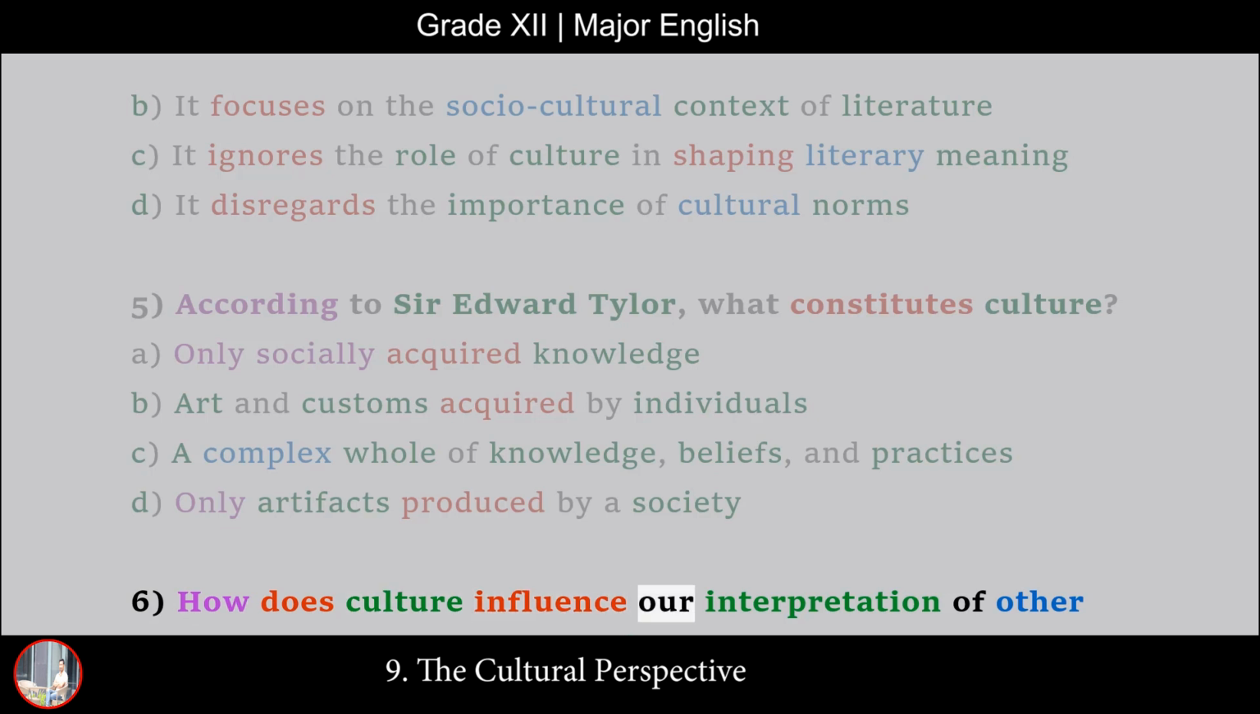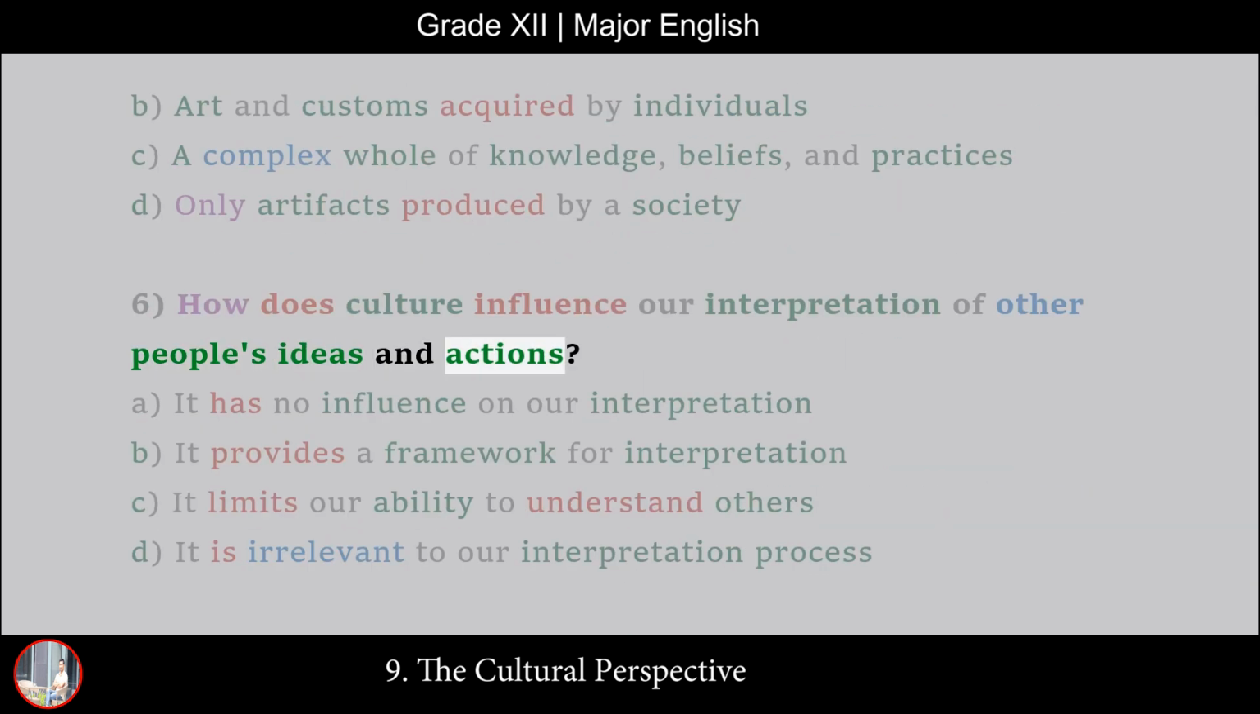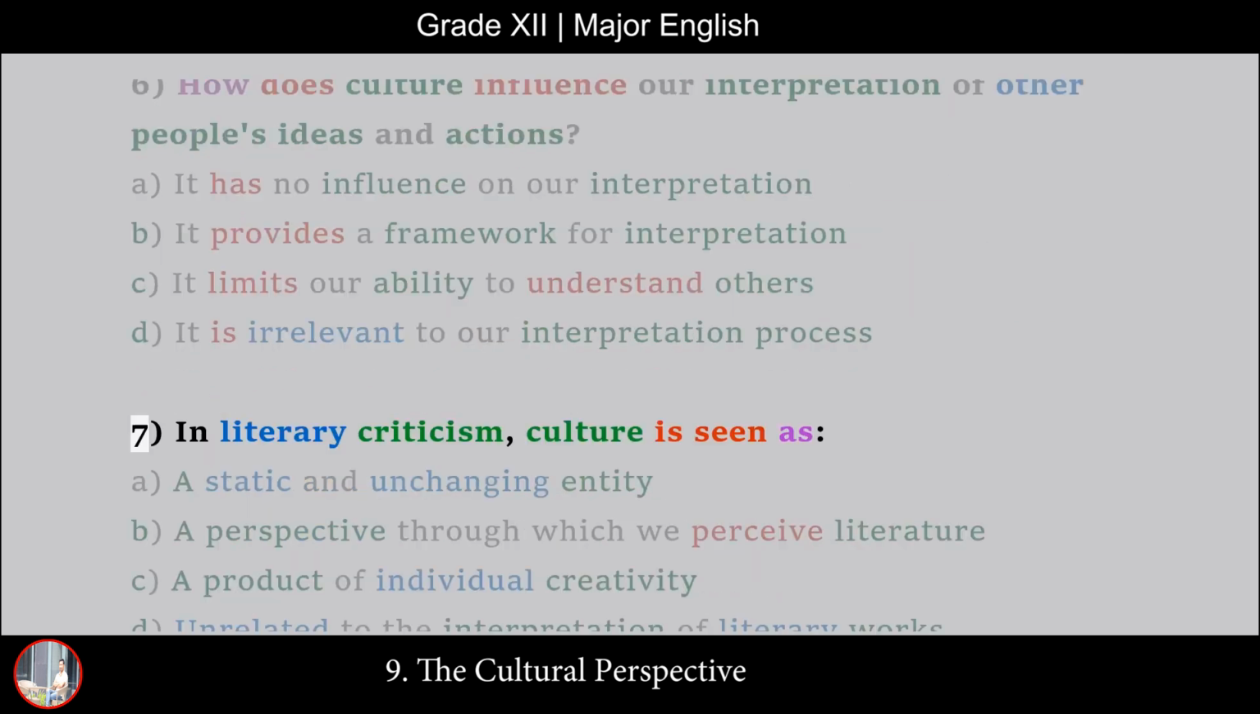6. How does culture influence our interpretation of other people's ideas and actions? A. It has no influence on our interpretation. B. It provides a framework for interpretation. C. It limits our ability to understand others. D. It is irrelevant to our interpretation process.